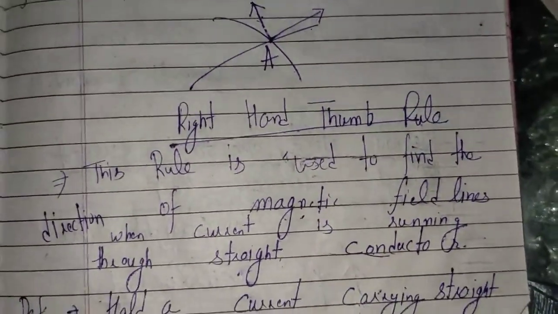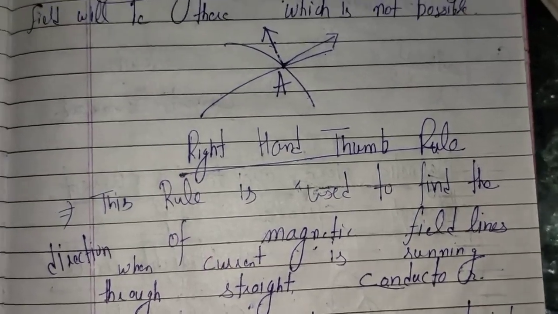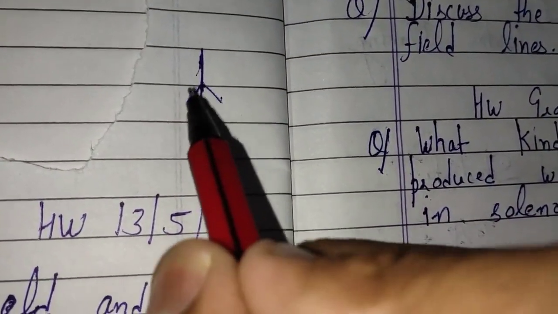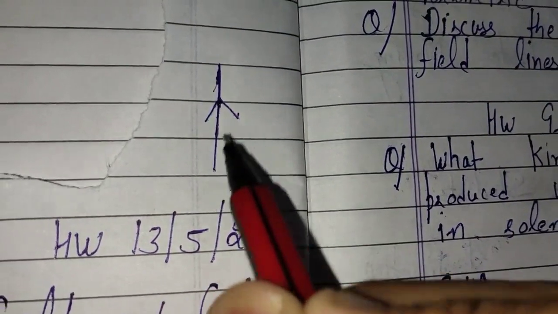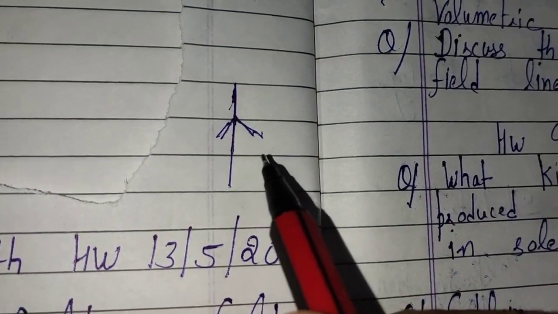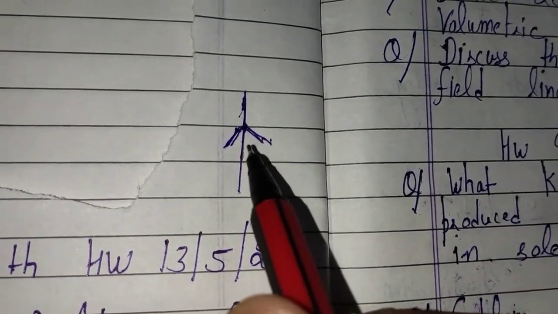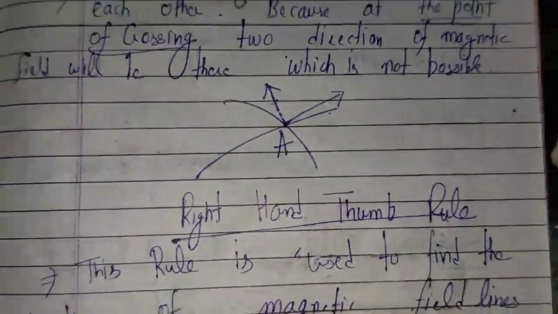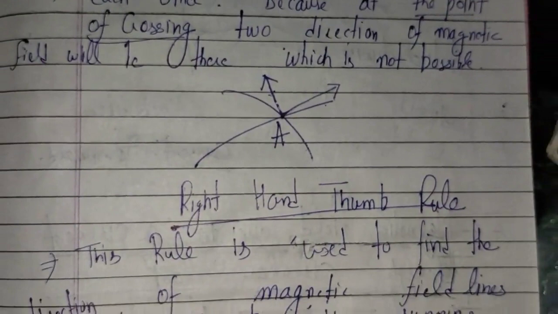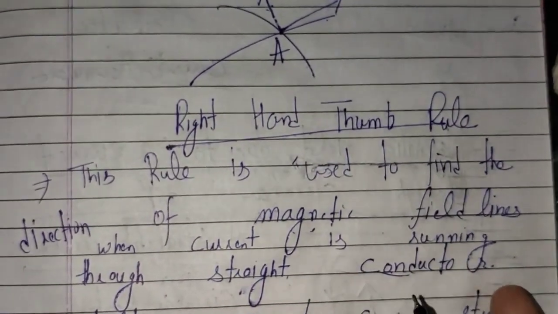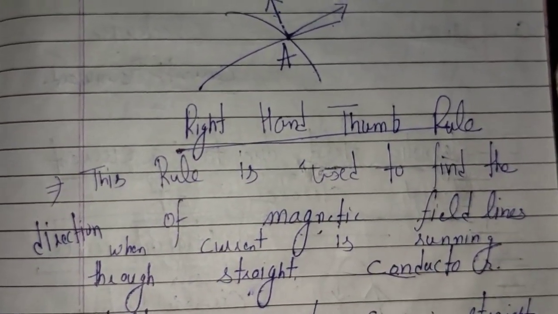Next concept is the right hand thumb rule. Suppose you have a straight conductor like this in which current is running, and you want to know the direction of magnetic field lines around this conductor, because if current is running through this conductor, a magnetic field will get generated around it. So what is the direction? The right hand thumb rule is used to find the direction of magnetic field lines when current is running through a straight conductor. So what is the definition of this?